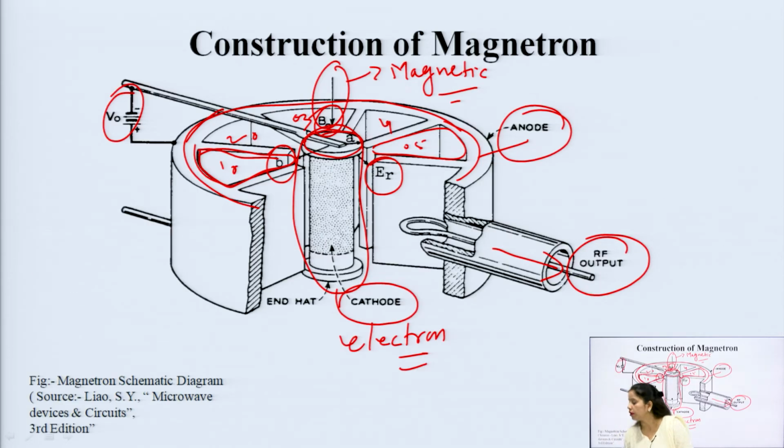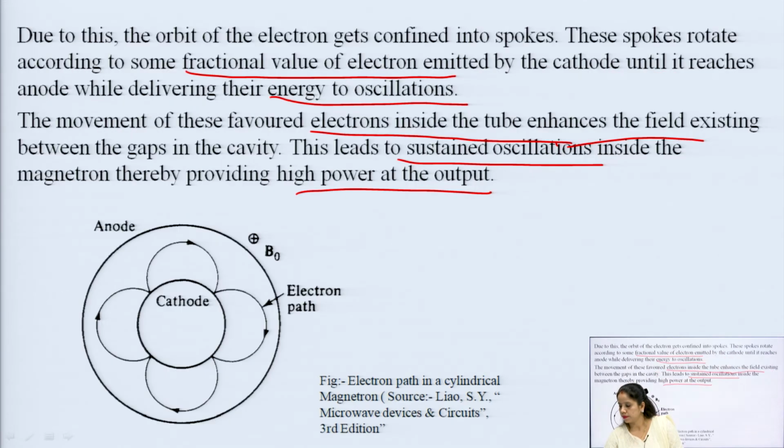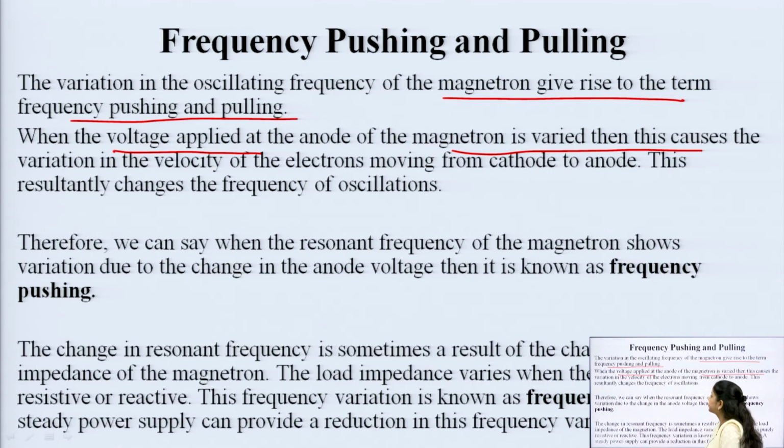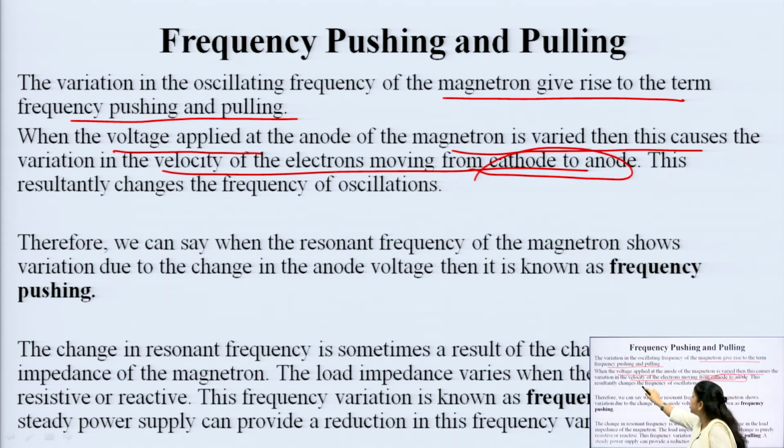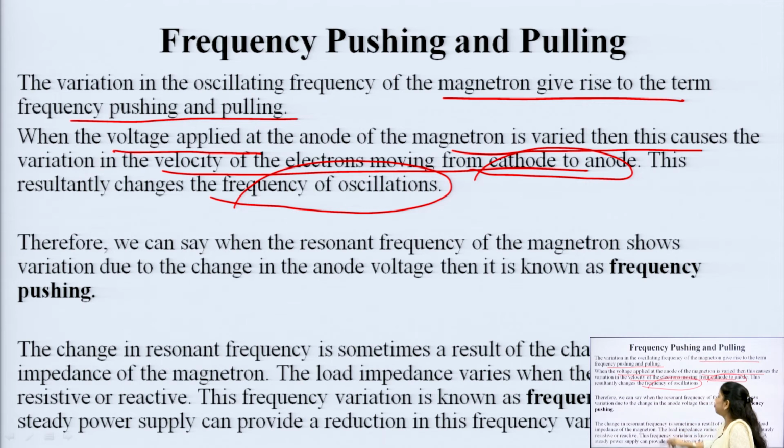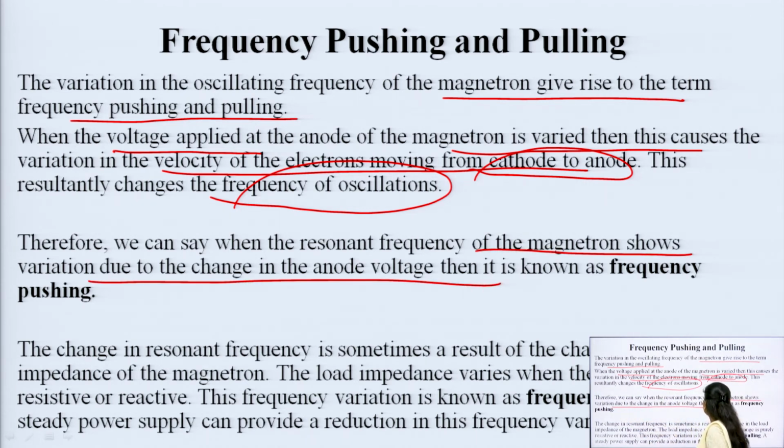If you are able to see, this is the voltage applied. So, when the voltage applied at the anode of the magnetron is varied, this causes the variation of the velocity of the electrons moving from cathode to anode, because we have seen that when RF input is present, electron velocity keeps on increasing. So, this results in a change in the frequency of oscillation, and therefore we can say the resonant frequency of the magnetron shows variation due to change in the anode voltage, and this is called frequency pushing.